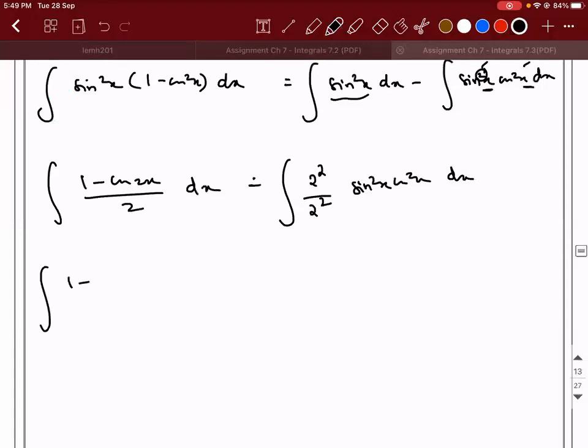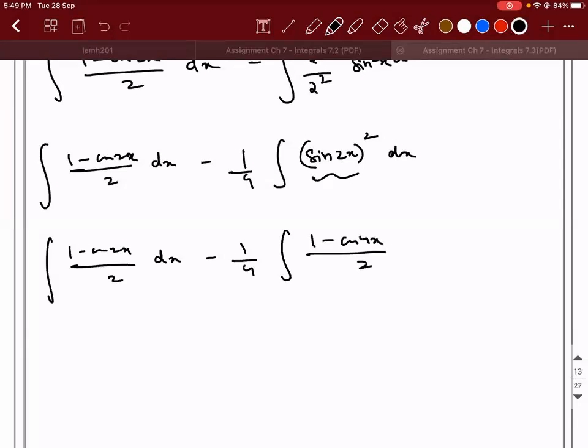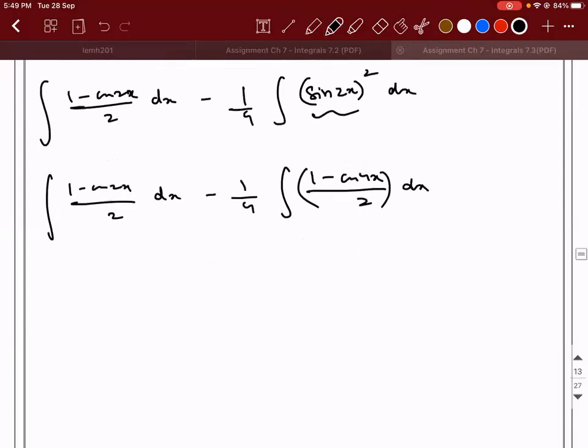So integral of 1 minus cos 2x divided by 2 times dx, minus 1 by 4 into integral of 2 sin x into cos x is sin 2x. So this will become sin 2x the whole square dx. So integral of 1 minus cos 2x divided by 2, minus 1 by 4 into integral of, this can be written as 1 minus cos 4x divided by 2 times dx.